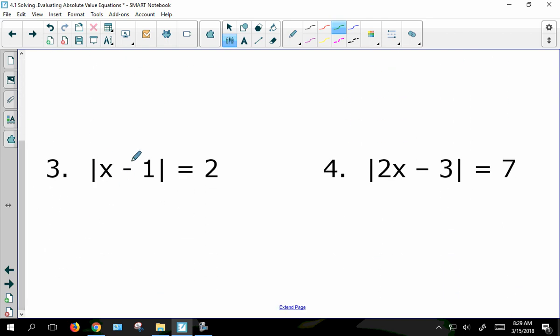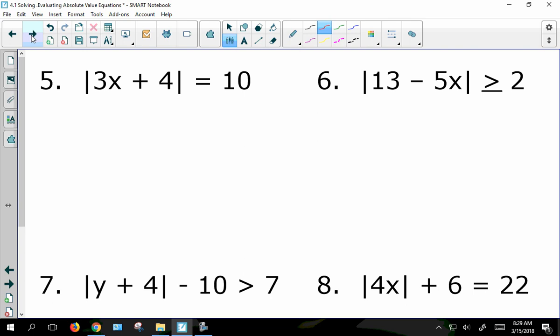So now, is there anything outside of my absolute values? No. So I have x minus 1 equals 2. And what's the next thing I need to do? X minus 1 equals negative 2. And then I solve both of them. X equals 3. X equals negative 1, because I'm adding 1. I'm not going to be writing the steps anymore, kids. You've got to know these steps. Okay, I'm going to skip number 4. I'm going to move on to number 8.